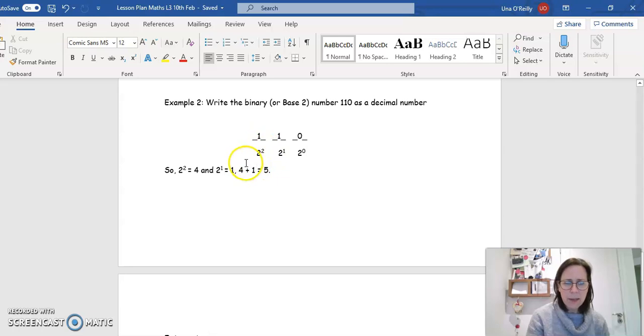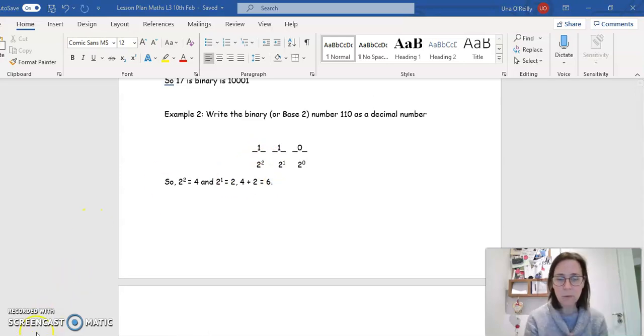So I have a mistake in there actually. Let me stop that. Hi guys, apologies, I just noticed that I'd made a mistake there, so I must send you the updated version of this file, because 2 to the power of 1 is 2, and you've one of those, which means that you have a 2, and 2 to the power of 2 is 4, you've one of those, so you have 4 and 2, 4 and 2 is 6. I had written 4 plus 1 is 5, which was wrong, so apologies for that. So that's your binary to decimal conversion.